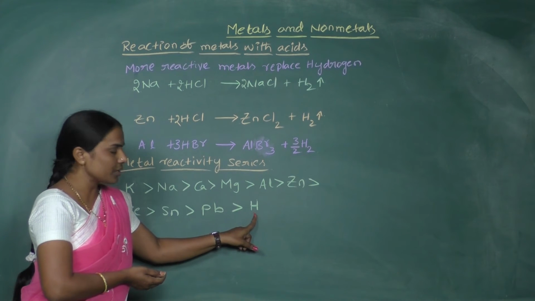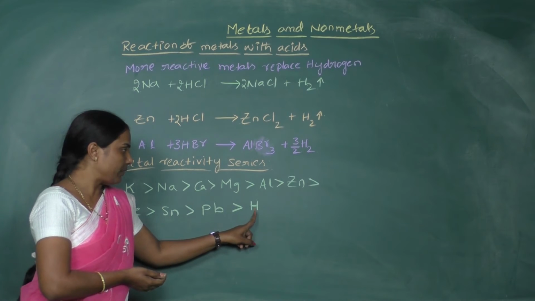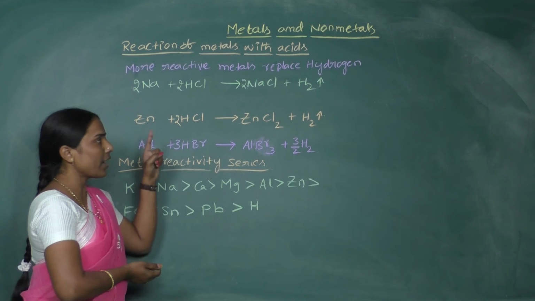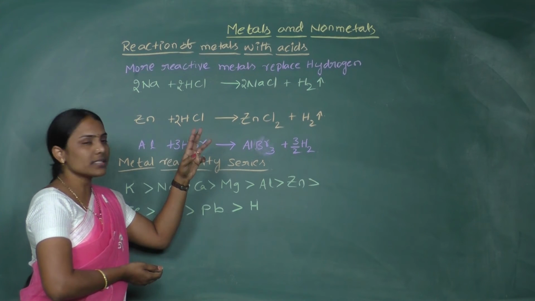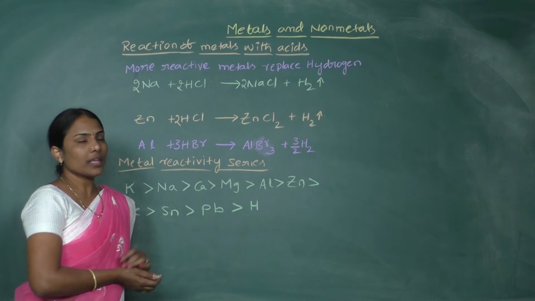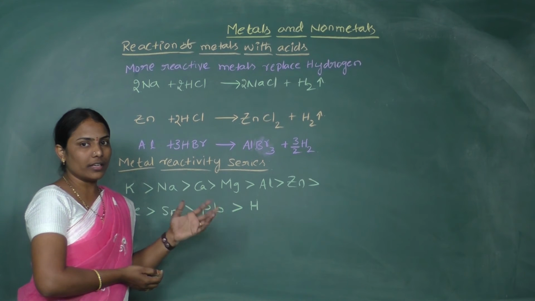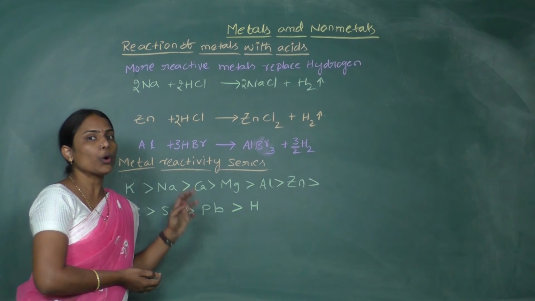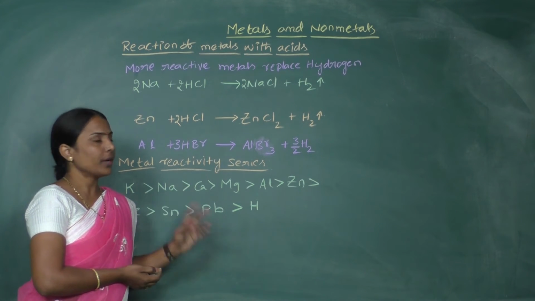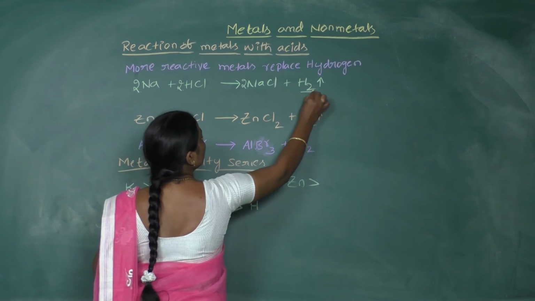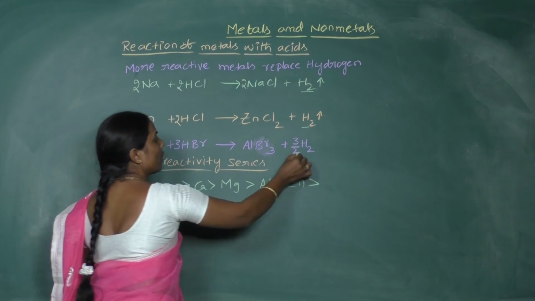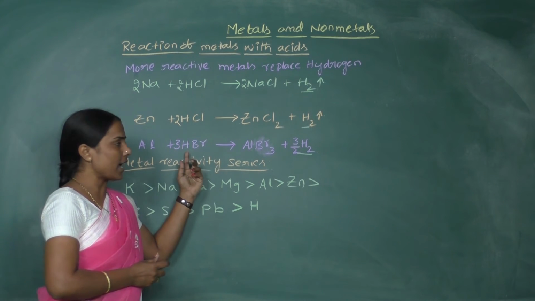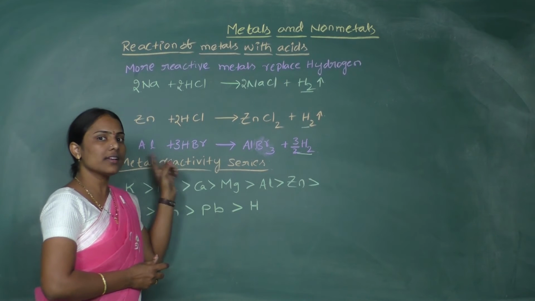Right? So here is the place of hydrogen. Whatever metal is present before it can react with acids and replace hydrogen, releasing it. So reactivity is one indication of whether the given metal can react with the acid or not, whether it can show the displacement reaction or not. One proof or indication is the release of hydrogen.